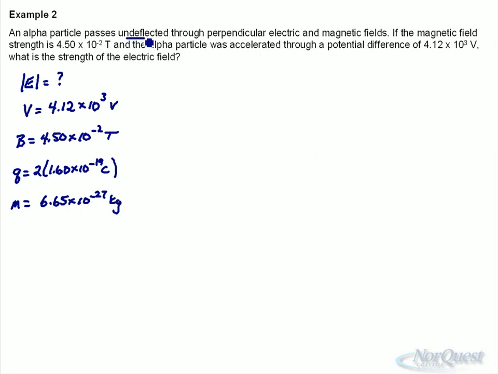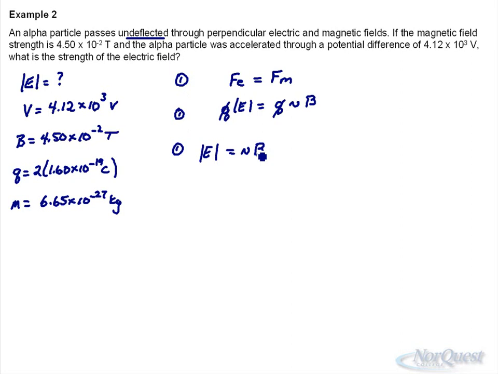If I know it's passing undeflected through these two fields, that means that the electric force is going to balance with the magnetic force. And again, we know the formulas for these. These are QE equal to QvB. So we want to work with this formula. We want to solve this for electric field. That's what we're trying to find here. So the electric field, again, the charge divides out, is going to be equal to the velocity times the magnetic field strength. Now, unfortunately, I don't have velocity in this case.